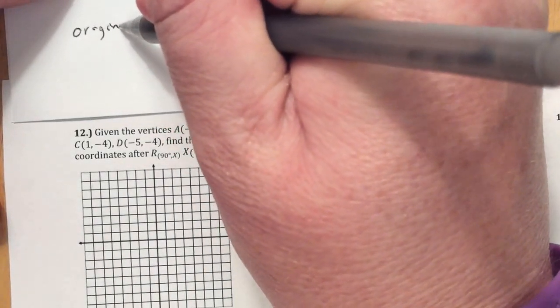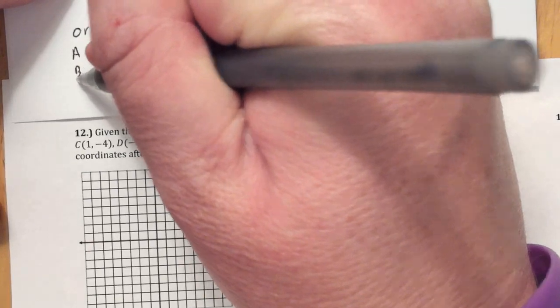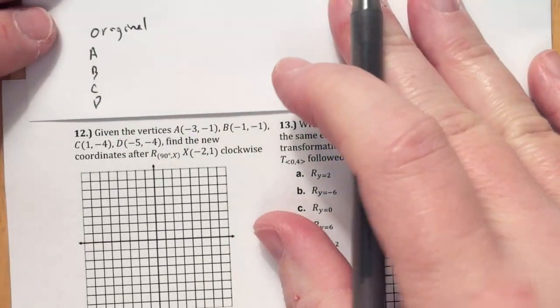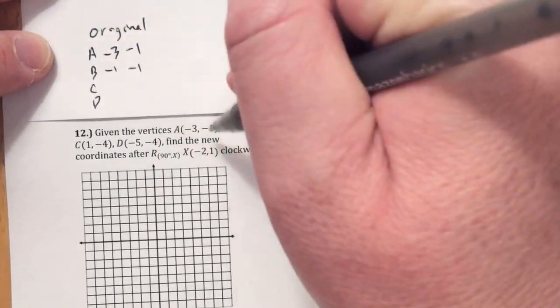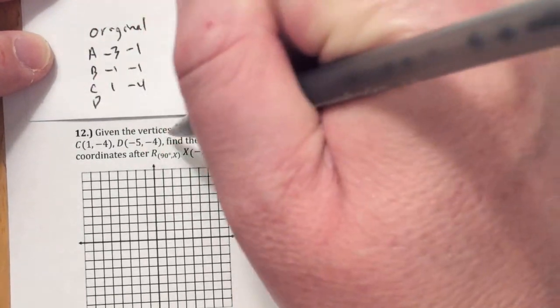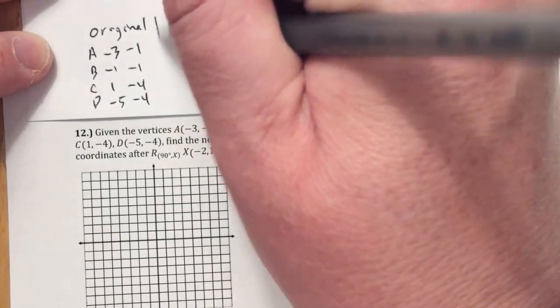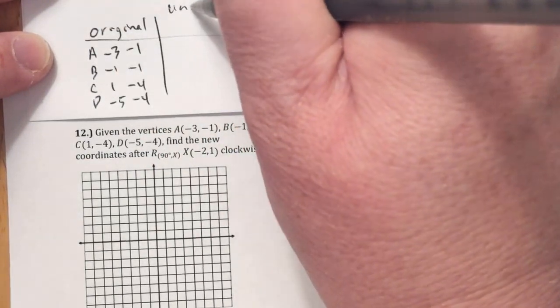There you go. All right, so we have our original A, B, C, D. That's a lot better. So we have -3, -1, -1, -1, 1, -4, and -5, -4. The first thing we have to do is undo your center.